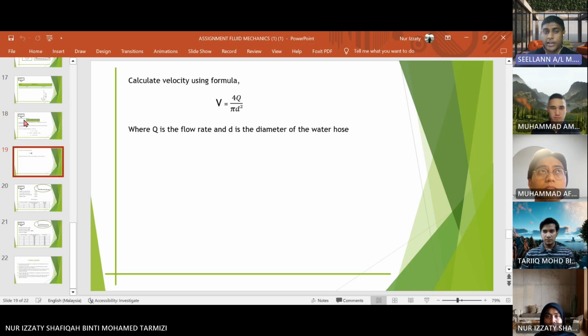Okay, how do we calculate the velocity? By using the formula V is equal to 4 times Q divided by pi D squared, where Q is the flow rate and D is the diameter of the water hose. Next.